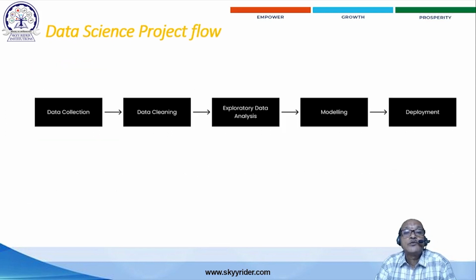The data science project flow is like this. Whenever you start a data science project, you will be in different roles and job opportunities, and based on that, the flow is like this: data collection, data cleaning, and exploratory data analysis. Finally, you create the modeling, then deployment. So these are the basic, simple ideas about data science.